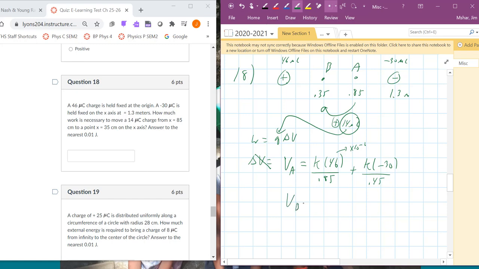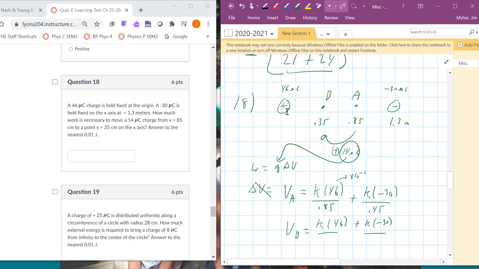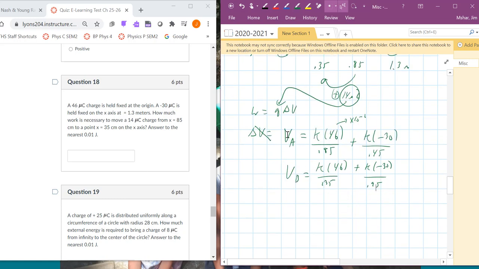The voltage at B would be, the numerators would be the same, so I'm just going to rewrite those. What changes is our denominators. The second point, how far is that from the positive charge? Well, that's 0.35. And the negative 30 is how far from that second point? Well, that's 0.95. It's 1.3 minus 0.35. You would get a second voltage there.